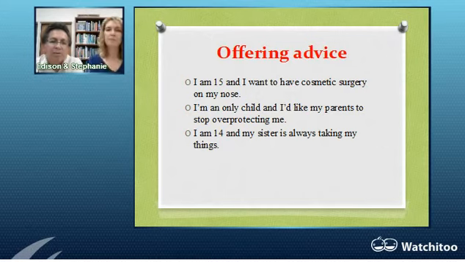Students have problems of different kinds essentially. So they can write a little bit about the kinds of things that are bothering them. For example, I am 15 and I want to have some cosmetic surgery on my nose, or I am an only child and I would like my parents to stop, or something about tattooing or piercing that is in fashion nowadays. Or dating. So these are good things for students to share.